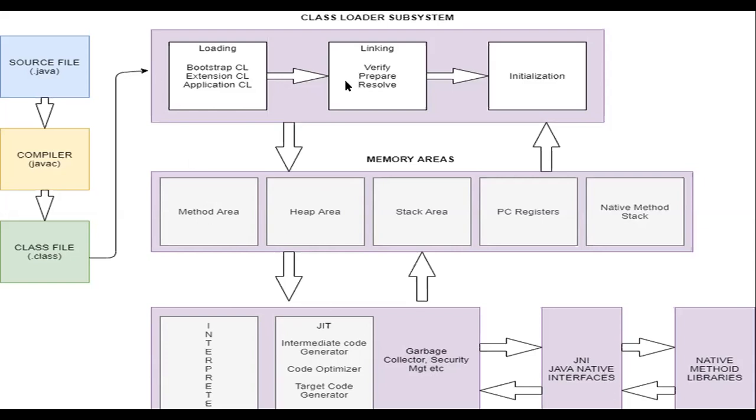So you can see there is a flow among the different components of the JVM. So this class loader subsystem can communicate with the memory areas, and memory areas can communicate with the execution engine, and execution engine can also communicate with the memory areas, and memory areas can also communicate with the class loader subsystem. So there is a bi-directional flow between the different components of the JVM. So this was the fully fledged architecture of the JVM, in which I have explained each and every component of the JVM.